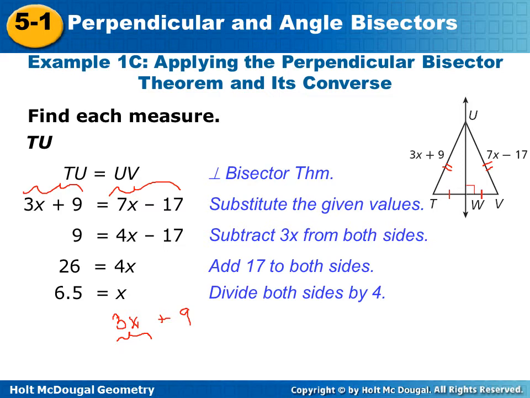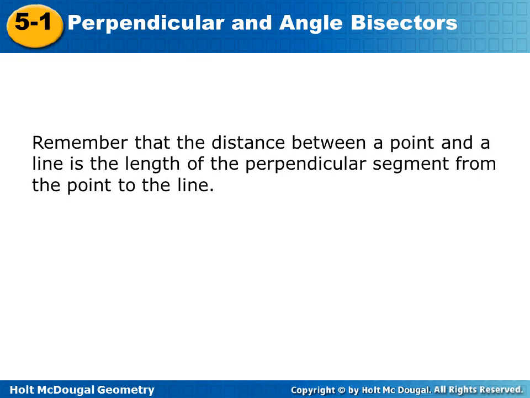Now remember, we were asked to find TU, not find x, so we have to go ahead and plug that back in. 3x plus 9 is TU, so we plug in 6.5 for x, and get that TU is equal to 28.5. Remember, the distance between a point and a line is the length of the perpendicular segment from the point to the line.